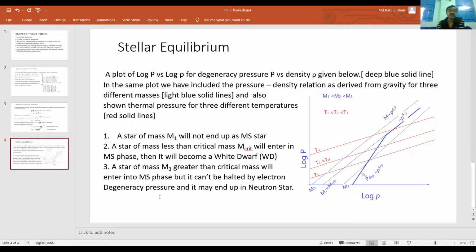If the mass is greater than the critical mass, then the star enters into the main sequence phase, but it can't be halted by the electron degeneracy pressure, and it may end up as a neutron star.